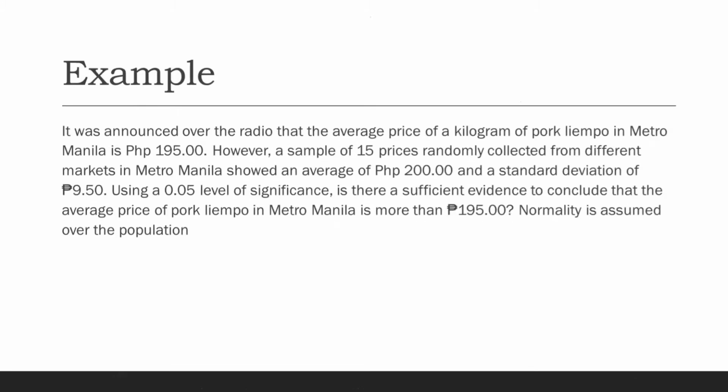Example number 1. It was announced over the radio that the average price of the kilogram of pork liempo in Metro Manila is 195 peso. However, a sample of 15 prices randomly collected from different markets in Metro Manila showed an average of 200 peso and a standard deviation of 9.5 peso. Using a 0.05 level of significance, is there sufficient evidence to conclude that the average price of pork liempo in Metro Manila is more than 195 peso? So, normality is assumed over the population.